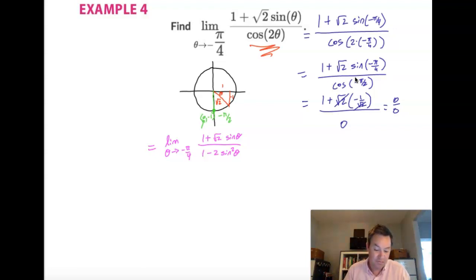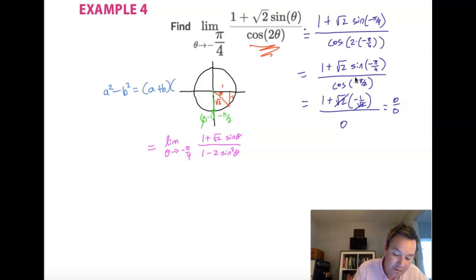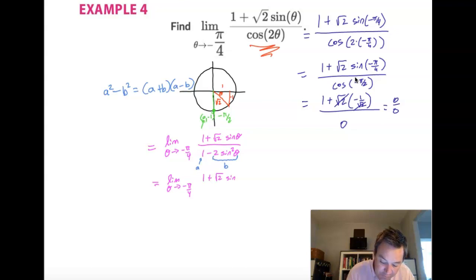And once again, it's going to be our difference of squares that comes in so handy. So a squared minus b squared factors to a plus b, a minus b. In this case, we're going to consider a to be 1. This whole thing is b, 2 sine squared theta. And that's going to mean that if we follow that pattern, my numerator is still 1 plus root 2 sine theta. My denominator is going to be 1 plus root 2 sine theta times 1 minus root 2 sine theta. And now I have common factors of 1 plus root 2 sine theta in my numerator and denominator. We're off to the races.